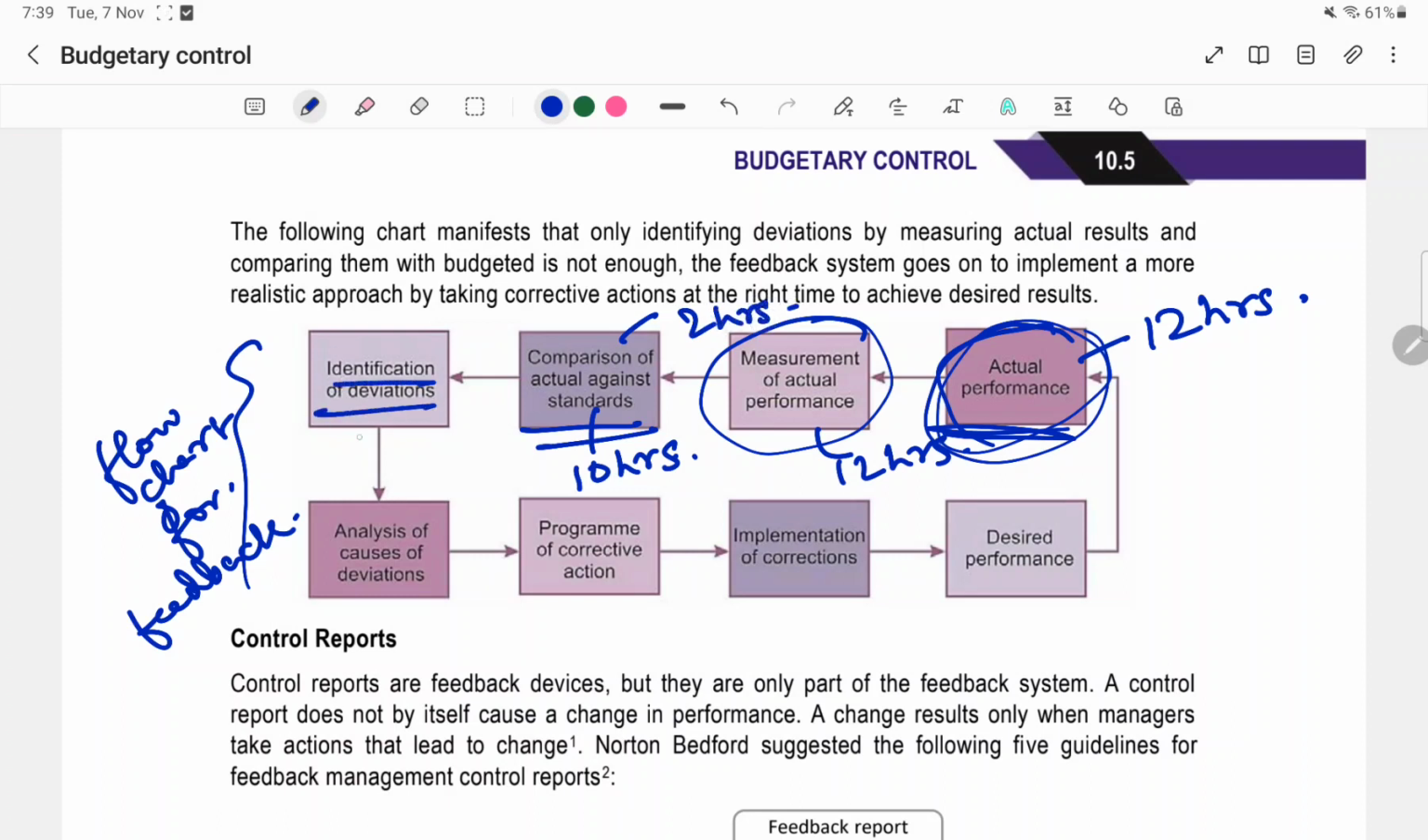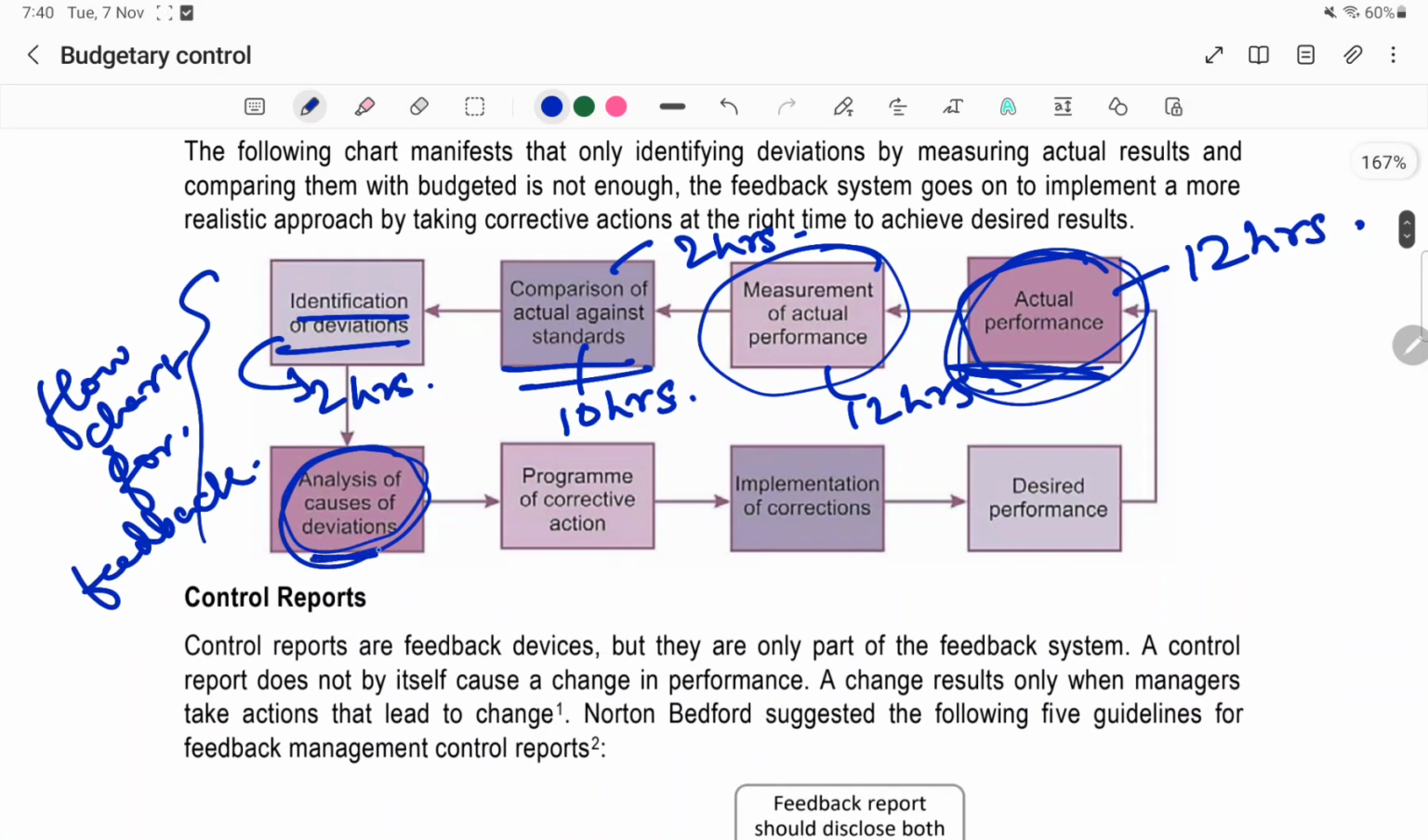So we identify the deviations. What is the deviation? The gap between the standard and the actual, that is 2 hours. Now we'll analyze why this 2 hours extra was taken, so analysis of cause of deviations. Now we'll take the corrective actions, so that from the next time only 10 hours will be taken. Then we have to implement the corrections so that we can achieve the desired performance, that is 10 hours itself and not 12 hours.